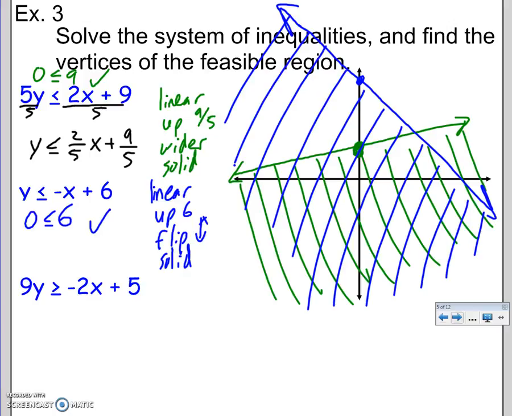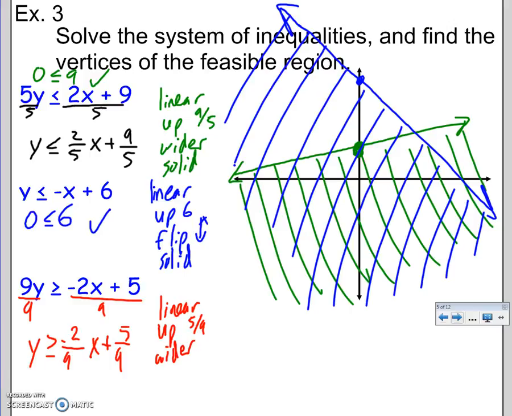Now the last one, I get y by itself, I'll divide everything by 9. So y is greater than or equal to negative 2 over 9x plus 5 over 9. Again, I know this is linear. I know it is up 5 over 9, not even 1. I know it is wider. I know it's flipped upside down. And it is solid. So I'm going to go up 5 over 9, about right here. It's a regular diagonal line. It's flipped upside down, and it's wider, so I'm going to do like this.